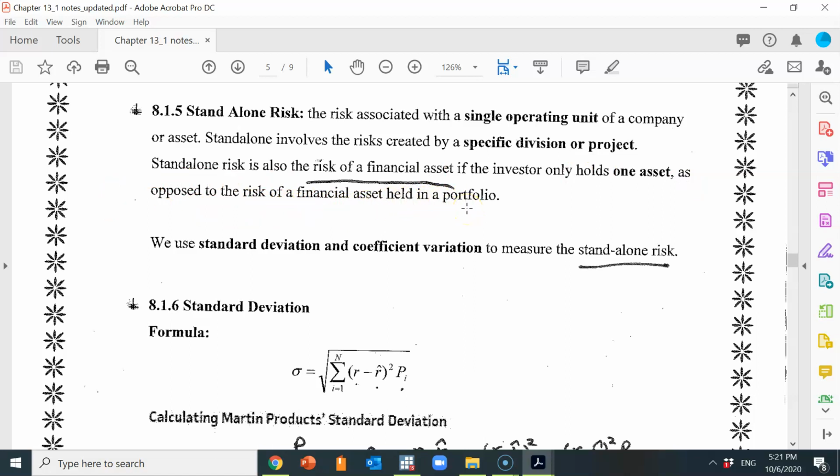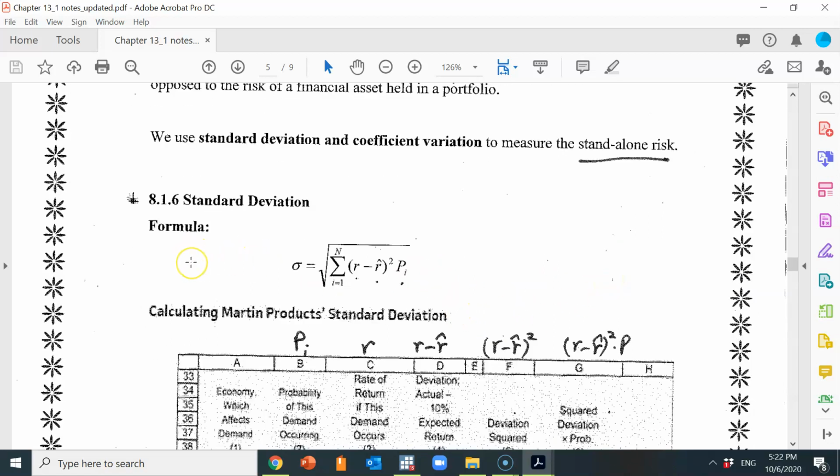So in the next 2 classes, I would say, Chapter 13, Class 3, we would learn about beta. We would know a different measure of risk when the asset is held in a portfolio. But here, stand-alone risk is the risk for the asset if we're just holding this single asset. Okay, and we can use either standard deviation or coefficient variation to measure the stand-alone risk.